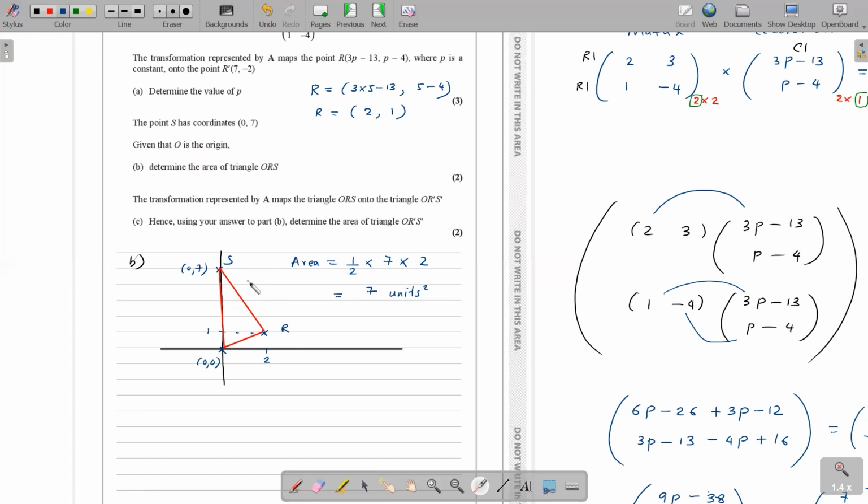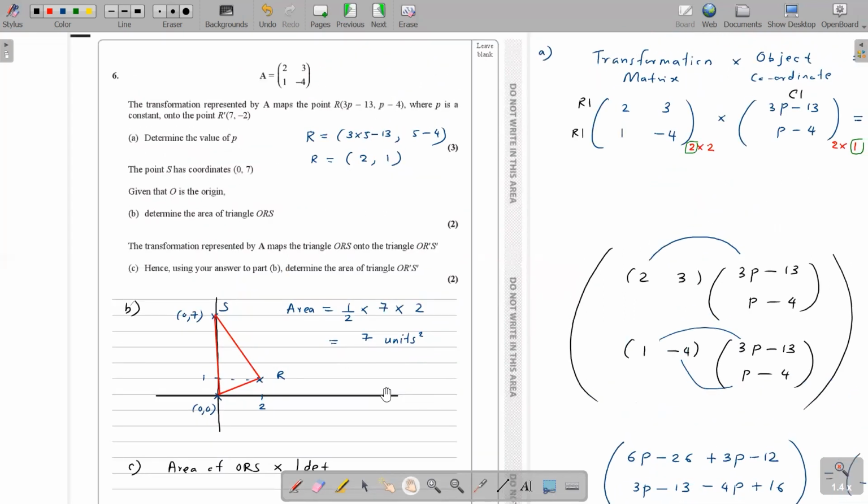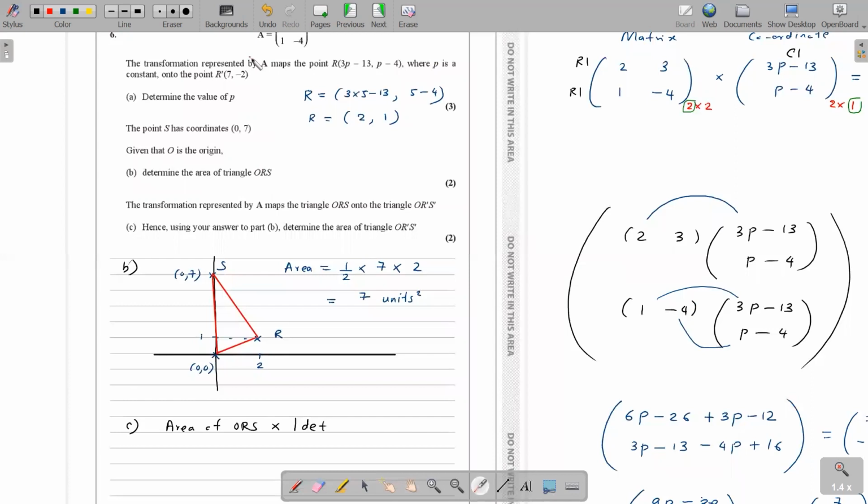So now we found the R dash coordinate. Do we really need to do this by using coordinates? No, what's the technique we can use? For transformations with areas, what's the equation we use? We have the area of the image equal to the area of the object, ORS, multiplied by the modulus of the determinant of the matrix. So you have to get the modulus of det A.